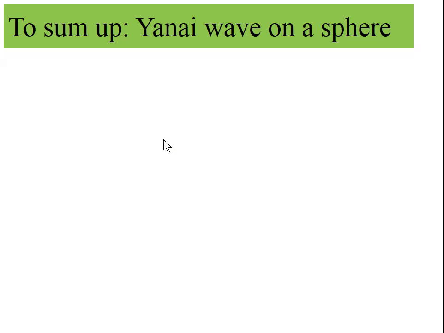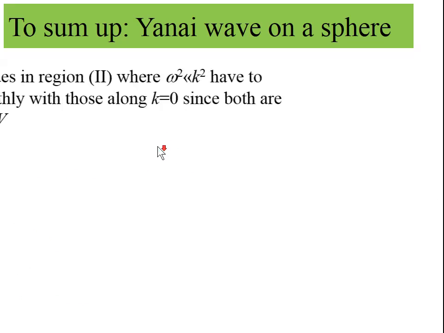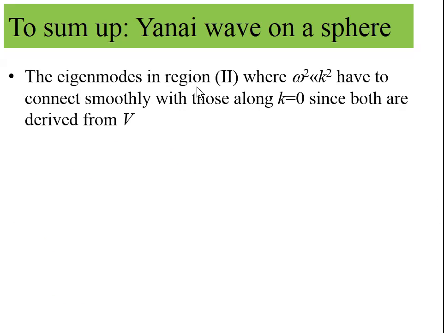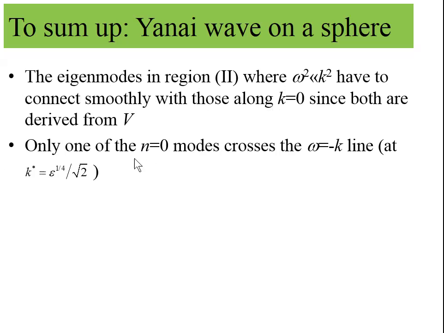And just to sum up before Ellison yells at me, the eigenmodes in one of the regions, the low frequency region, have to connect smoothly with those along k equals 0, the zonally symmetric, since both are derived from V. Only one of them can cross the omega equals minus k.